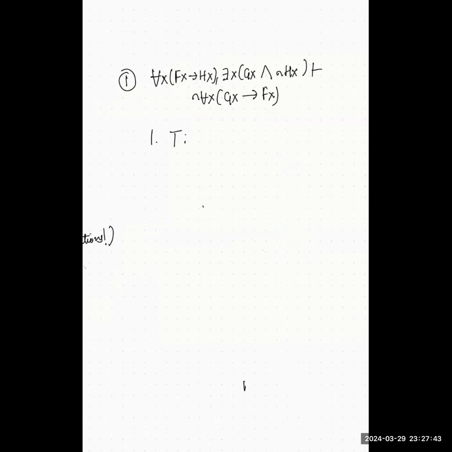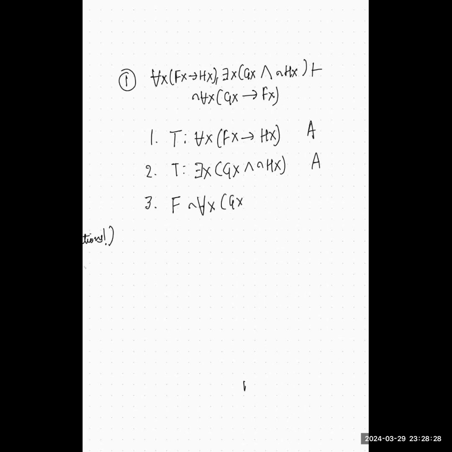The antecedents are our assumptions, and let's say that these assumptions are true. That's the first assumption. The second antecedent is also true. That's our assumption. And we're just assuming that the conclusion is false, which is another assumption that we are making. And we'll see if this goes well for us.